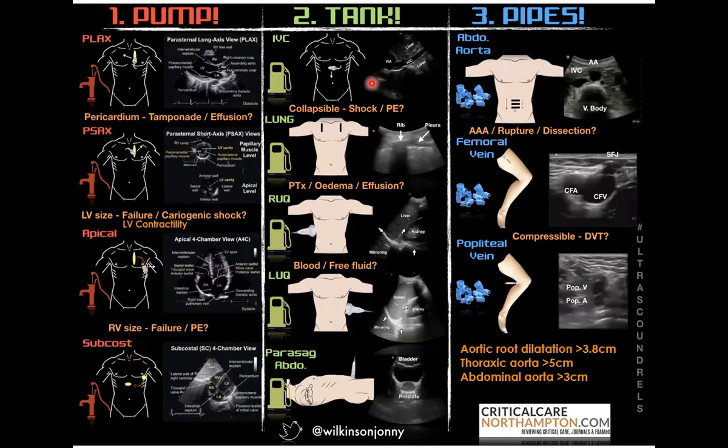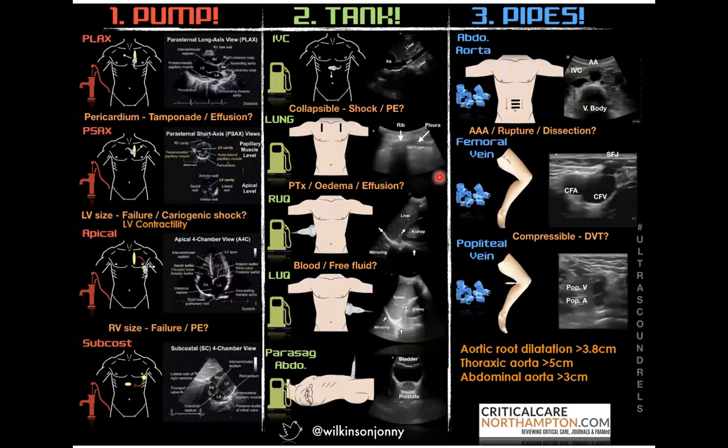Second, you look at your tank. When you put your probe at the subcostal view, you just tilt your probe downwards, and then you see your IVC. So when you look at the IVC, you should assess the patient's IVC size and also the collapsibility. This can tell you the patient's fluid status. Always remember when you look at the IVC, also look at the heart condition because they are interrelated.